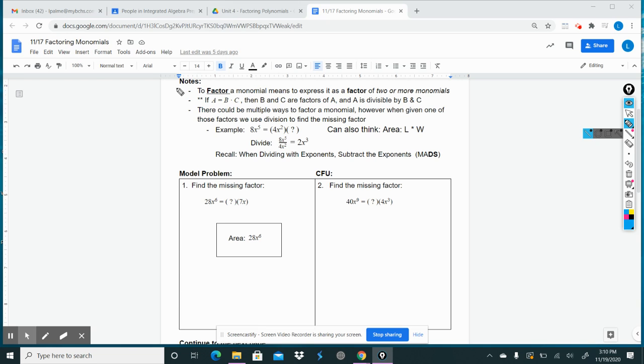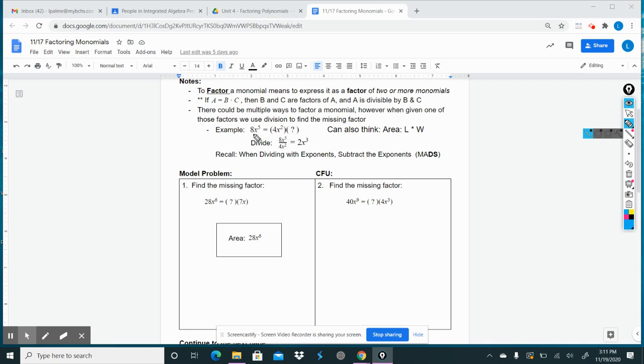Okay, so this is all about factoring monomials. To factor a monomial means to express it as a factor of two or more monomials. If A equals B times C, then B and C are factors of A, and A is divisible by B and C. There could be multiple ways to factor a monomial, however, when given one of those factors, we use division to find the missing factor.